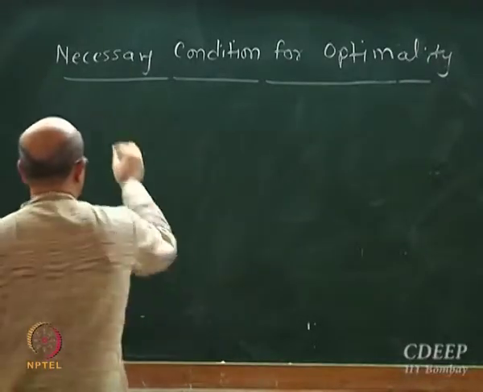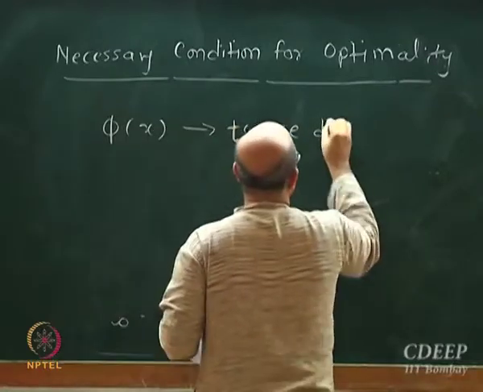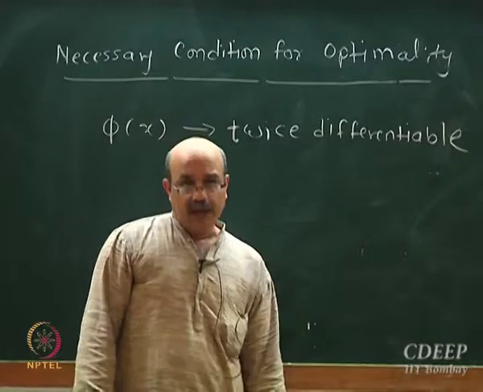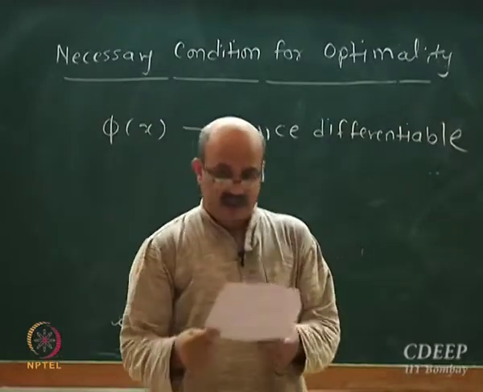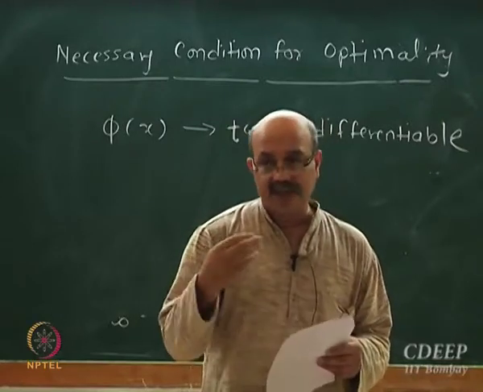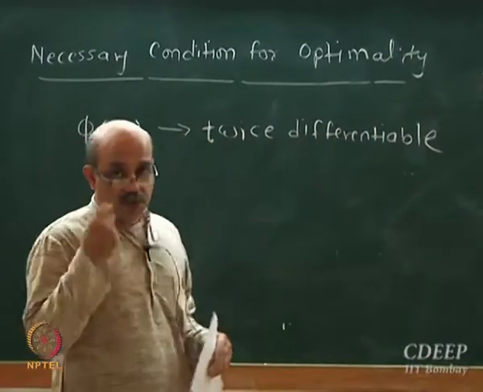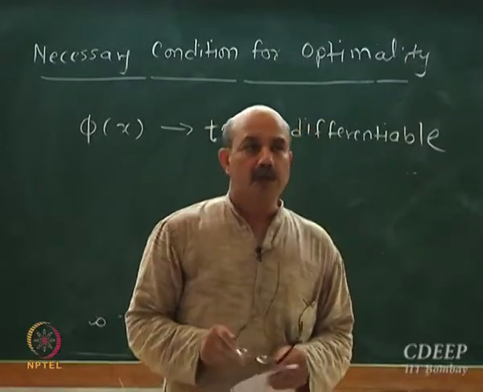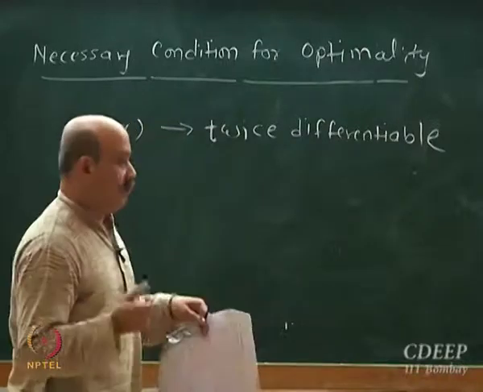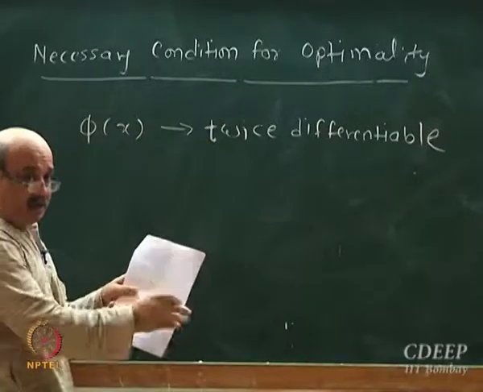Necessary condition for optimality. First of all, we assume that phi of x is twice differentiable. That is what we assume first. Okay, then only we can proceed. If you want to know where this appears in the notes, it's on page 80, in the appendix, section 8.2. To do arguments about local optimality, I am going to use Taylor series approximation. Taylor series approximation is one of the main tools that we use to prove many things.